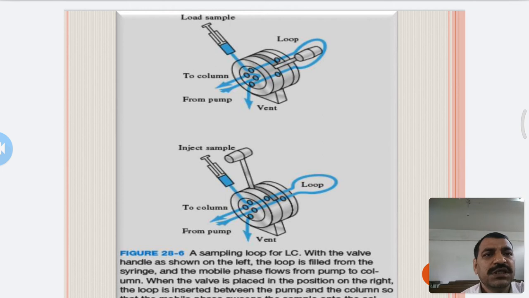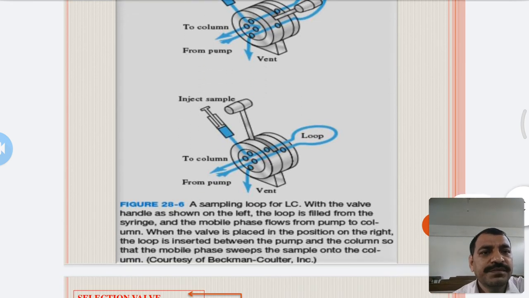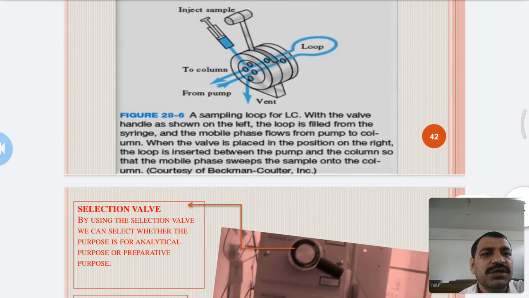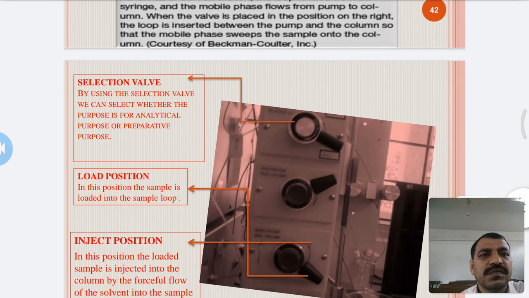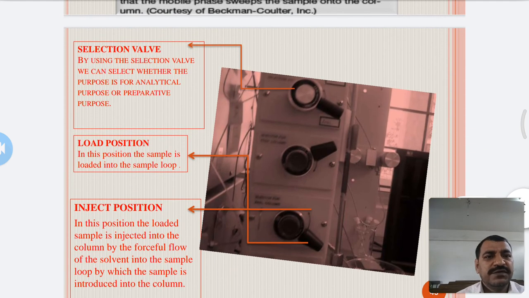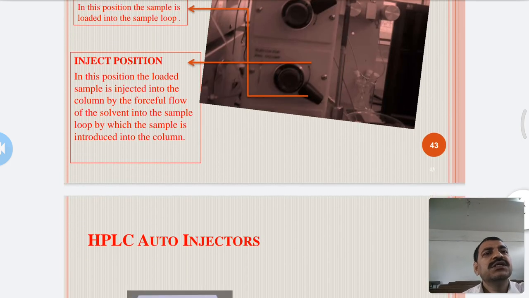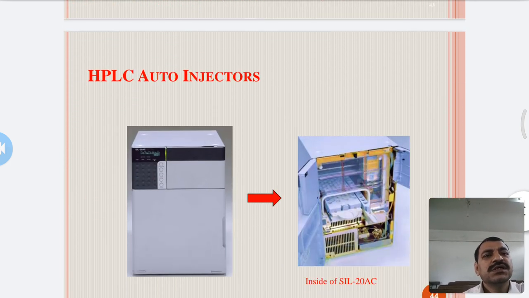Okay, here we load the sample, inject the sample, and then from the pump it goes into the column. These are the different knob valves, the selection valve, with the load piston position and the inject position.